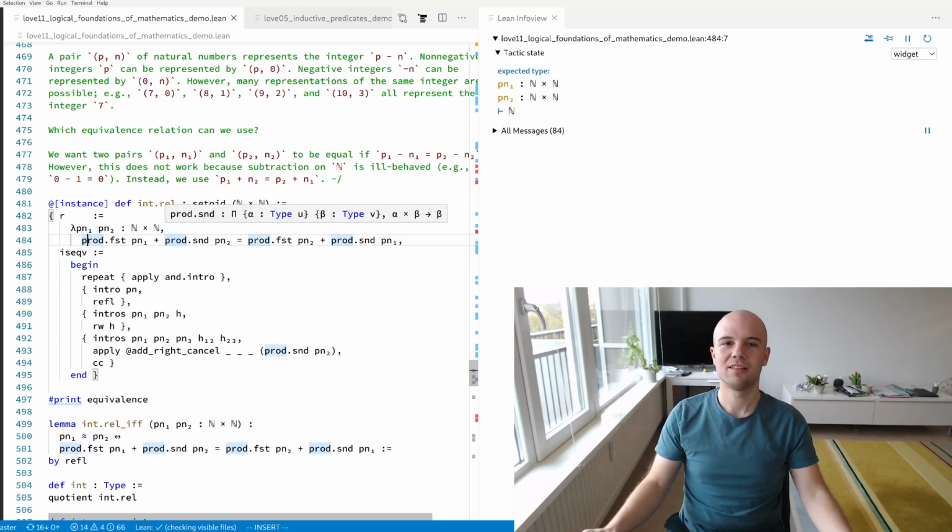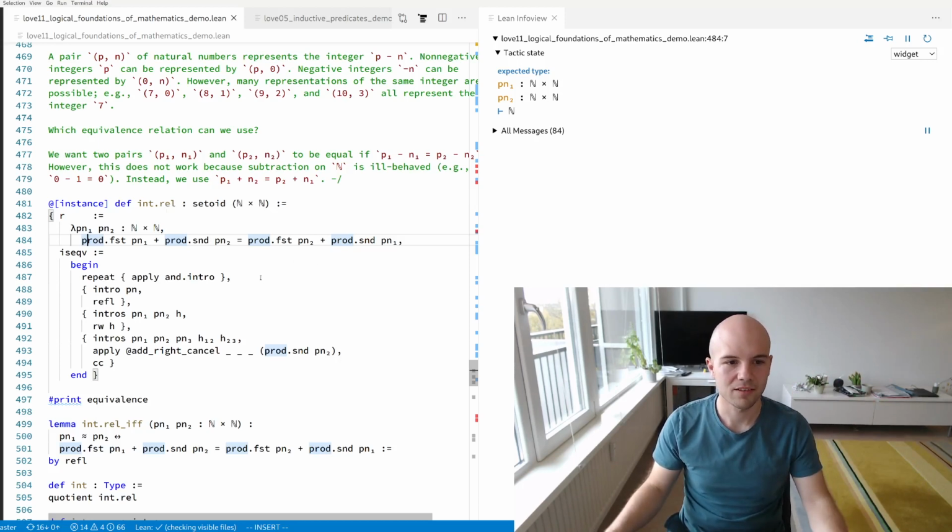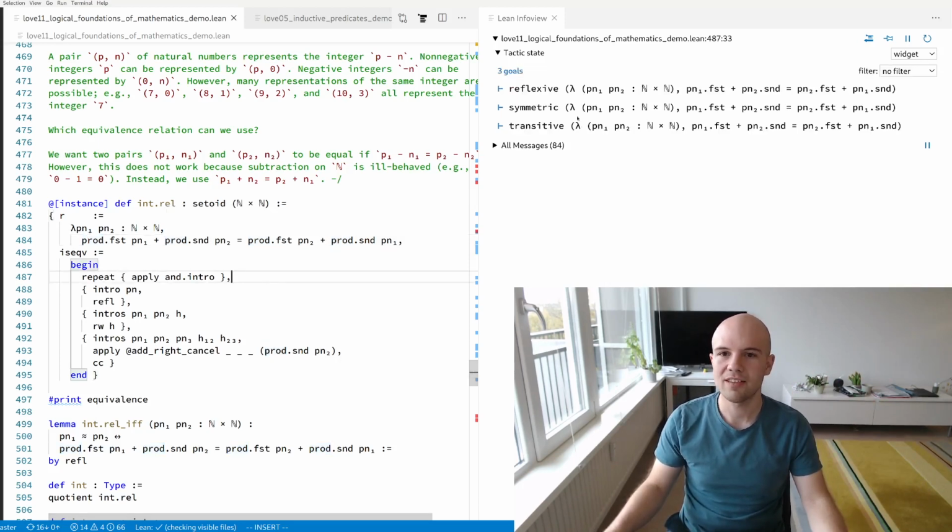And now we need to prove that this is an equivalence relation. So we need to prove three things: that it is reflexive, that it is symmetric, and that it is transitive. This is more or less just routine work.